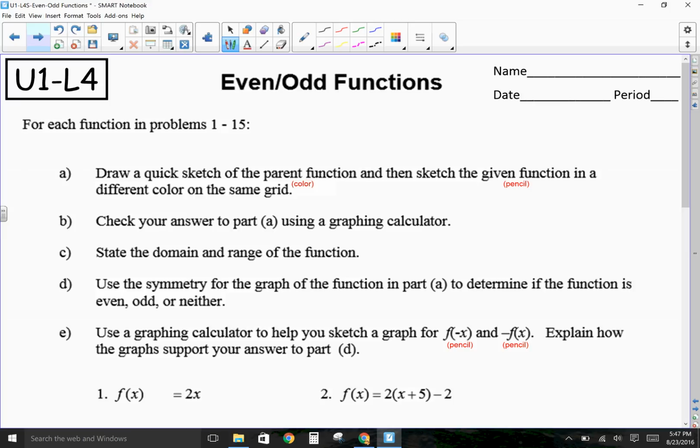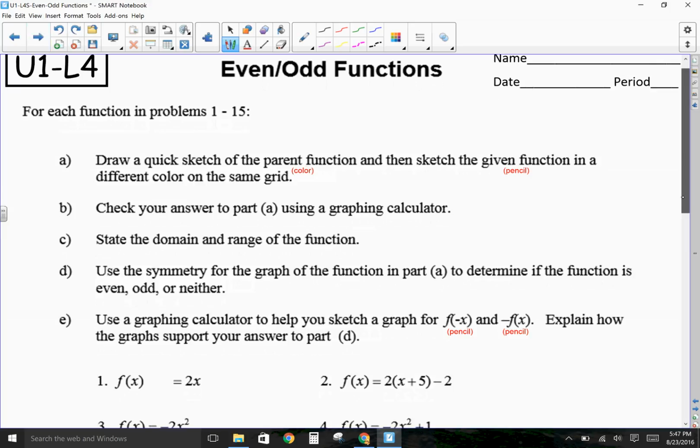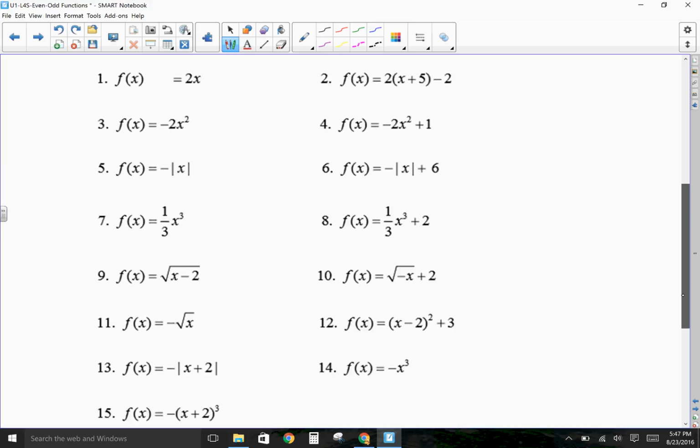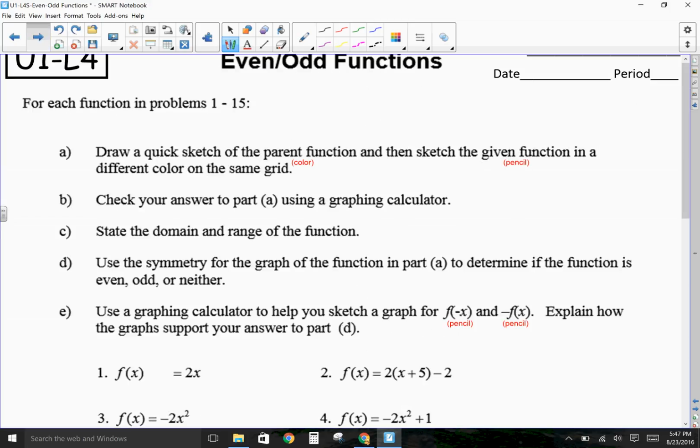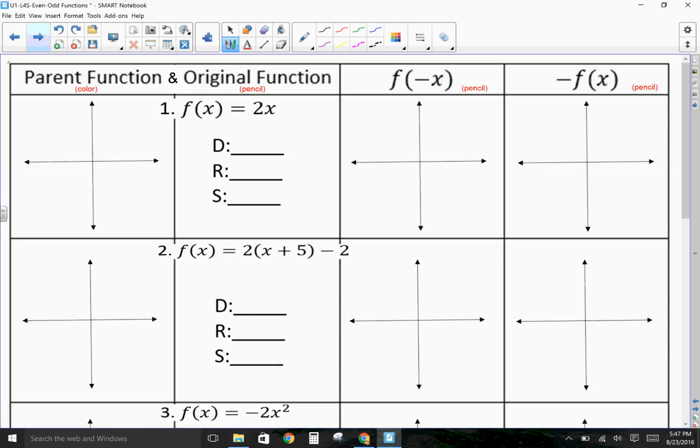These are the directions of what you have to do, and these are all the functions. I went ahead and made some graphs for you to make it easier to follow the directions. The first direction says to graph the parent function: sketch the parent function and the original function. And this right here is the original function that we're dealing with. Now, my parent function, let me go back to my pen.